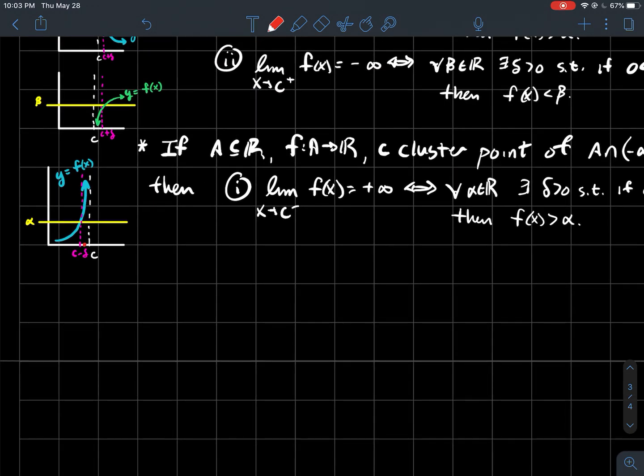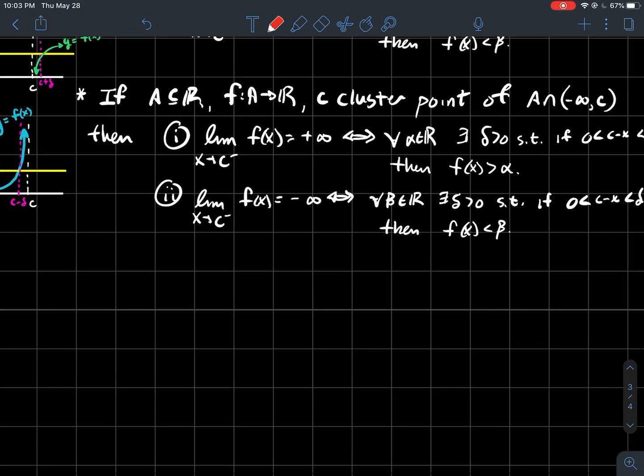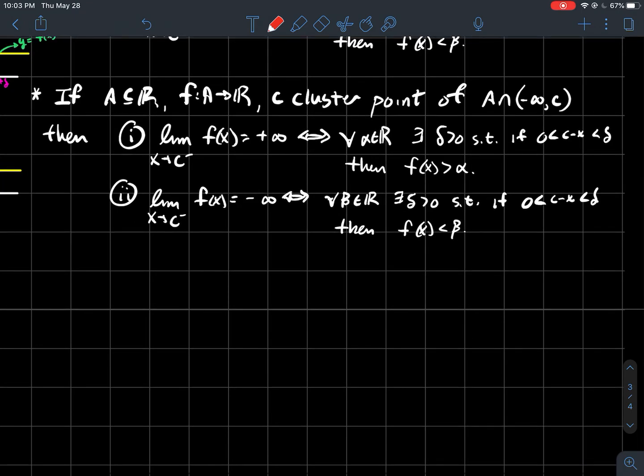And depending on what alpha is, maybe you need to get closer to c. But the point is that you always could, so that the outputs are above alpha. And similarly, we'll say that the limit from the left is negative infinity if and only if, again, you can get close enough to c so that your outputs are below any beta that you were to give me.